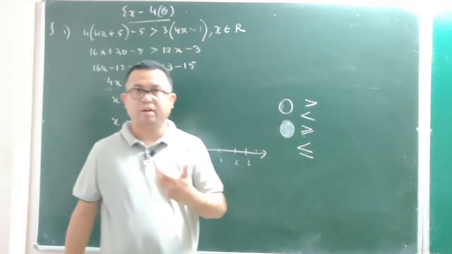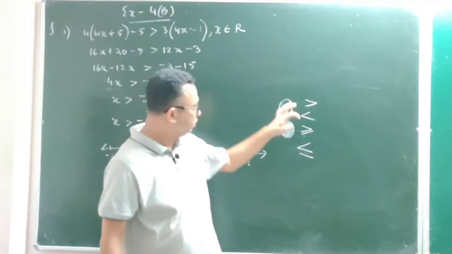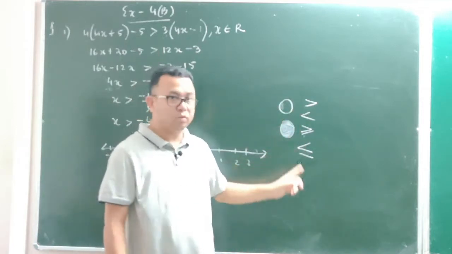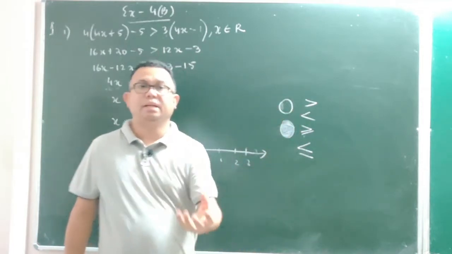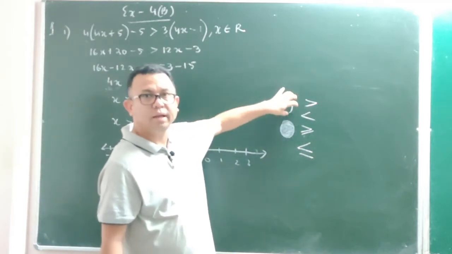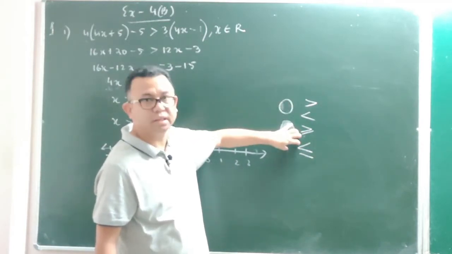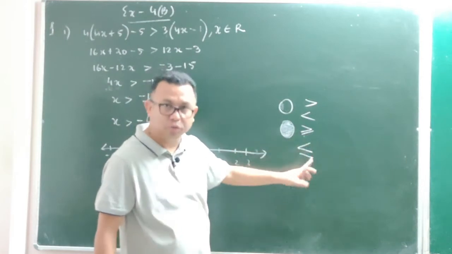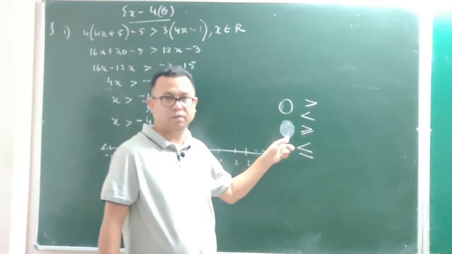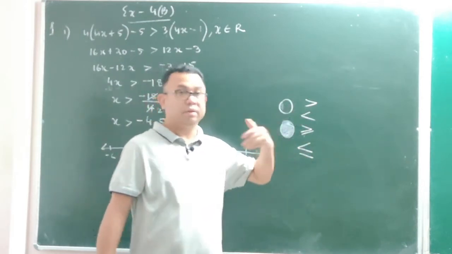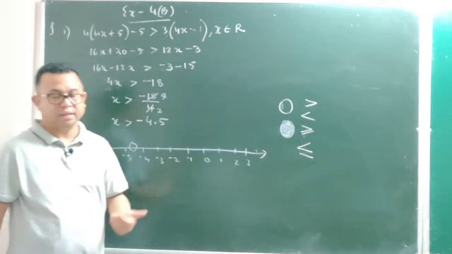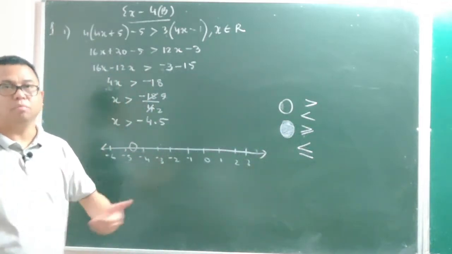This is what I will refer to as a hollow circle. Hollow, yes, nothing is there inside. And the other one is what I am going to call a shaded circle. This is a shaded circle and a hollow circle. Shaded circle means equal to is also included, that particular number is also included. But if a circle is not shaded, then we can say that it is hollow, and hollow means that it is not included.